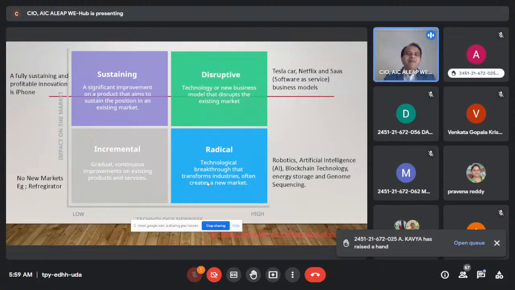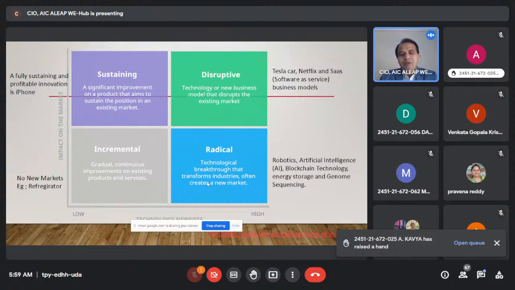So we have four other types of innovations. These are all very important because they are the actual classification of innovations with respect to commercialization. See, why do we have to do innovation? It is to commercialize, right? To commercialize the product, we have to see the market, right?